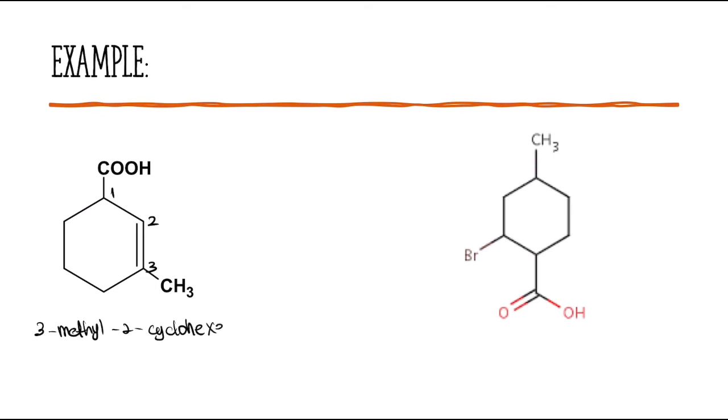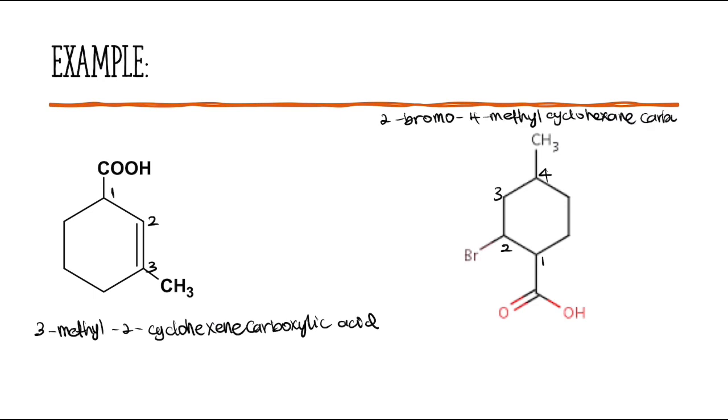and then pada carbon number 2 kita ada double bond, carbon-carbon double bond. So nama dia akan jadi 3-methyl-2-cyclohexene carboxylic acid. Hexene itu untuk carbon-carbon double bond pada carbon nombor 2 dan juga 3. Next, untuk last example ini, carbon yang pegang COOH akan jadi nombor 1, 2, 3 dan 4. So ikut alphabetical, kita akan tulis nama dia sebagai 2-bromo-4-methyl cyclohexane carboxylic acid.